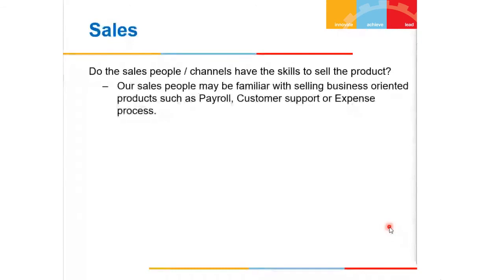Now, coming to the sales part: do the salespeople or the channel have the skills to sell the product? That is very important. You may have a great product, but if the salespeople do not have sufficient technical knowledge, training, or background to sell it, how are we going to sell it to the various customers? Our salespeople, for example, may be familiar with selling business-oriented products like payroll, customer support, or expense process management, and so on, because that is what the company was selling earlier.